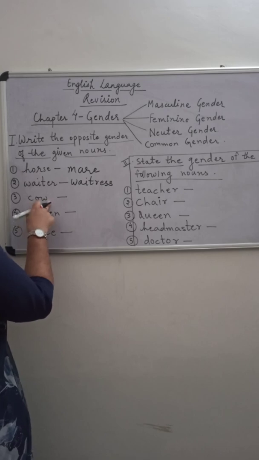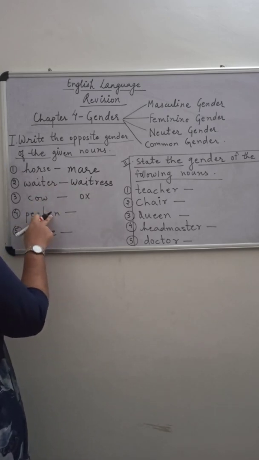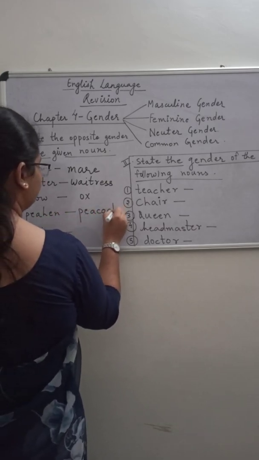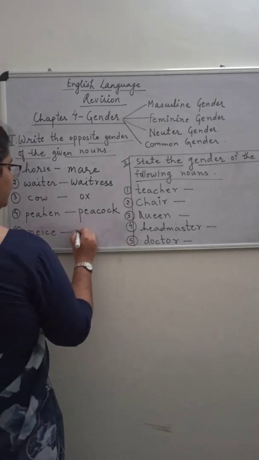Cow. Opposite gender of cow is ox. Peahen. The opposite gender of peahen is peacock. Niece. The opposite gender of niece is nephew.